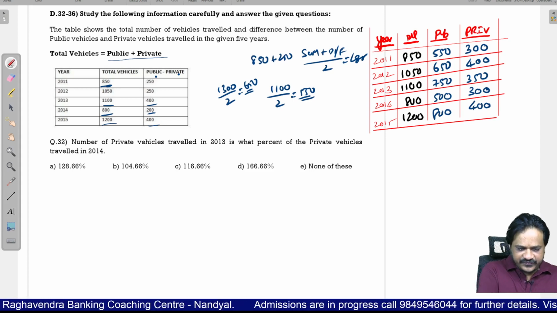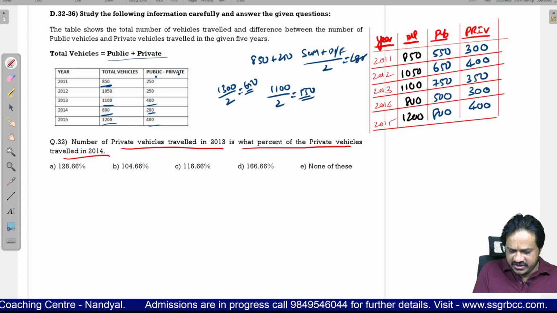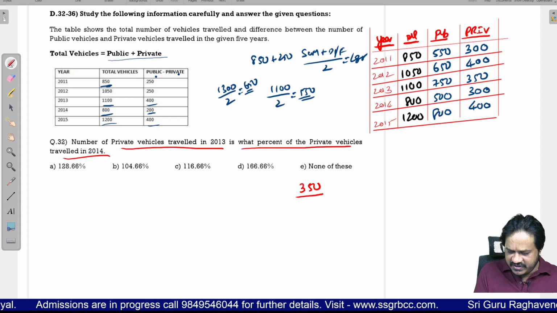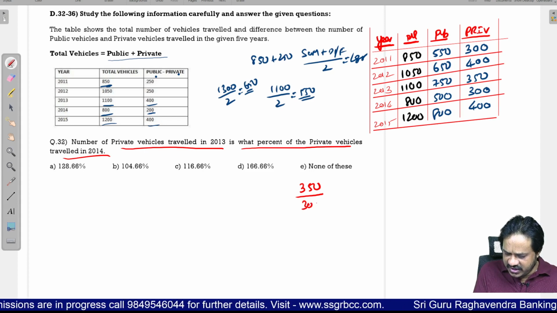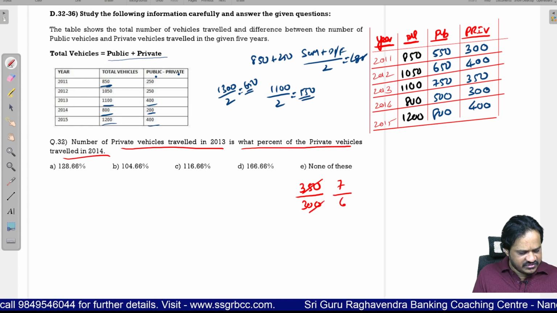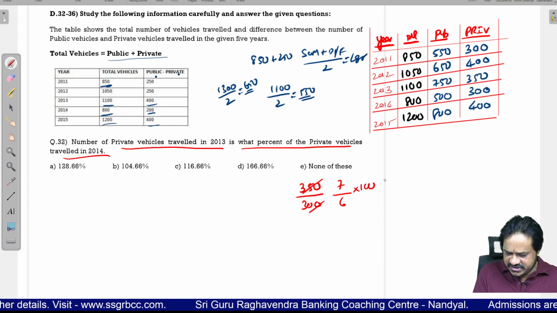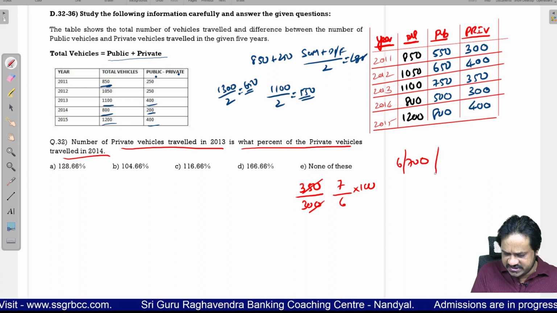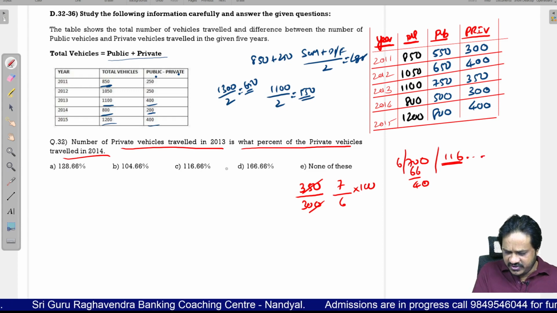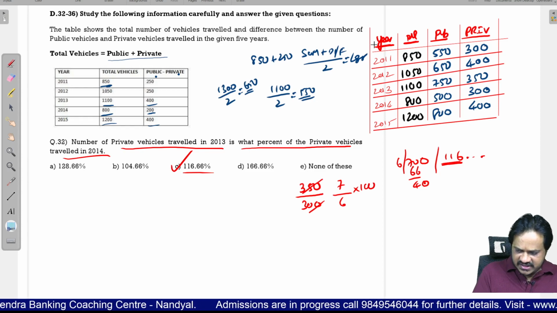First one, the number of private vehicles travelled in 2013 is what percent of private in 2014? So, what is private in 2013? 350. What is private in 2014? 300. If you do the calculation, we got 7 by 6, into 100. Divide 700 by 6, so it is 116 point something. Answer is 3. 3 is the correct answer. Let us see the next one.